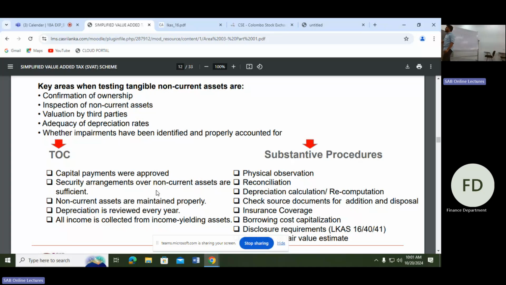And then all income is collected from income yielding assets.